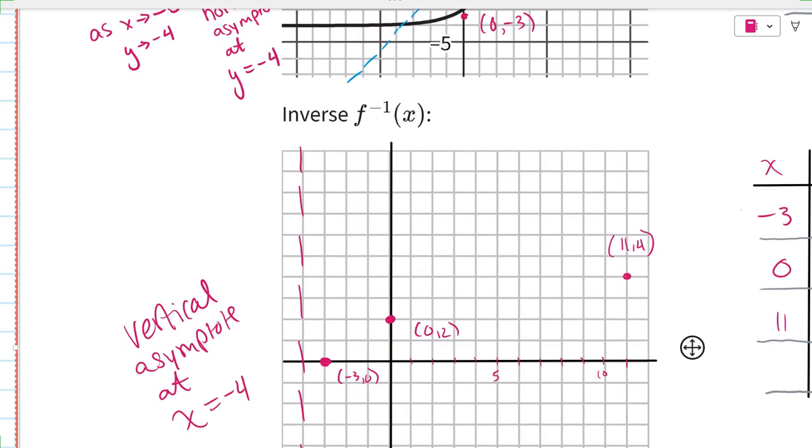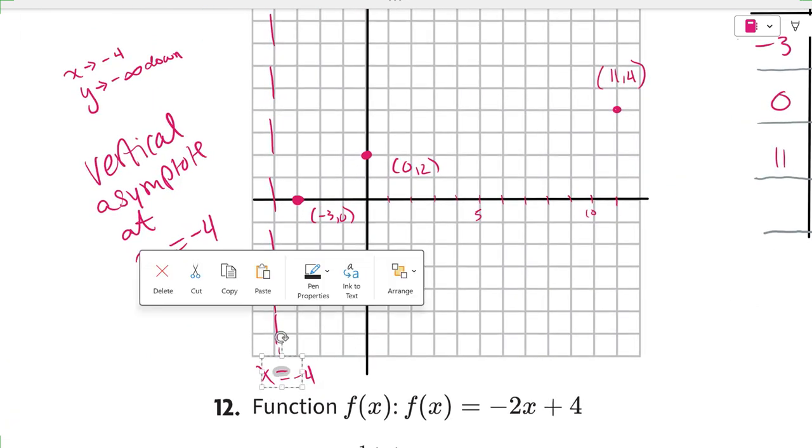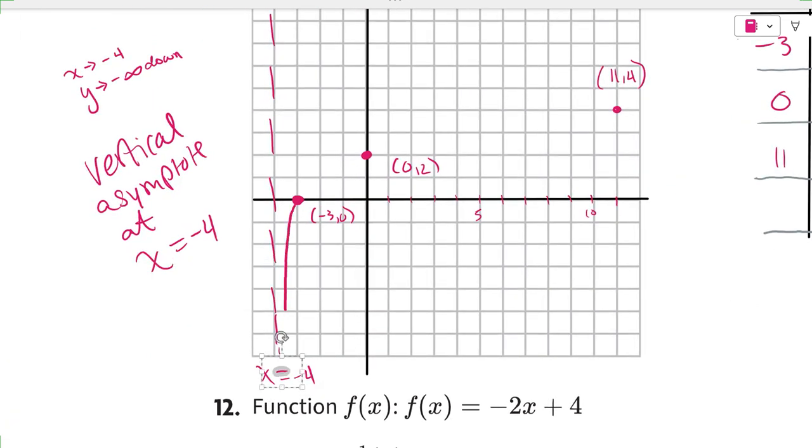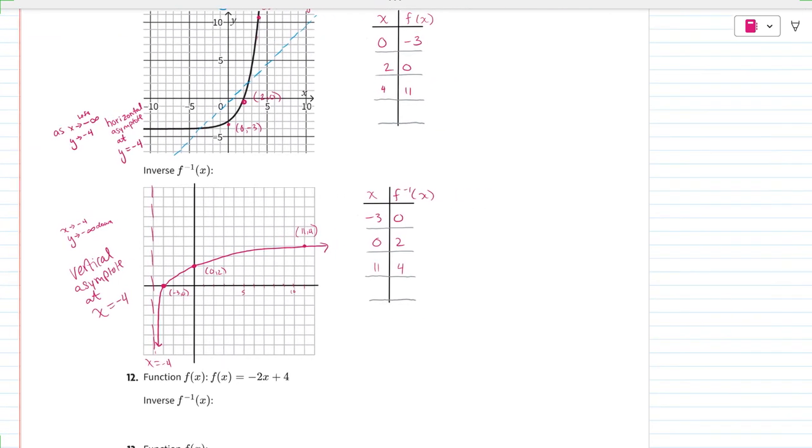So for this one, our vertical asymptote, y and x are switched this time. As y is going towards negative infinity, x is going towards negative 4. So y going toward negative infinity just means as it's going down. So I know that we should be going downward as we're approaching that asymptote, since we're going in the negative direction on the original one. So it tells me which direction I'm going in. And now we're just going to connect those points. And there we have it.